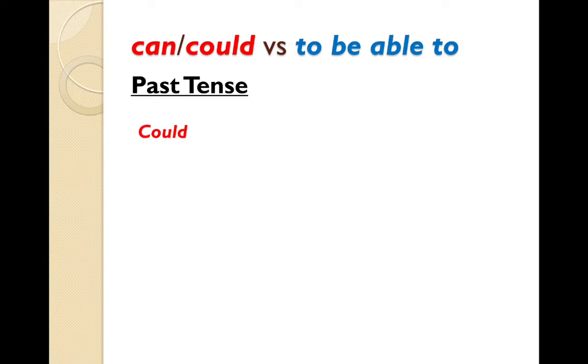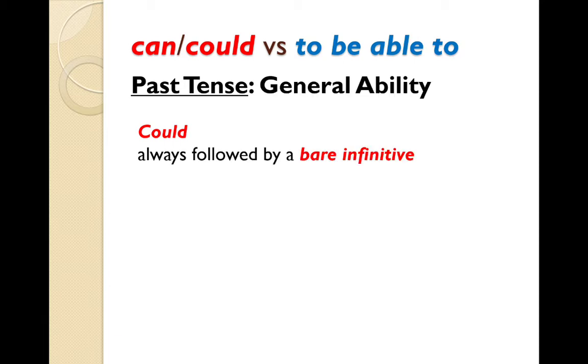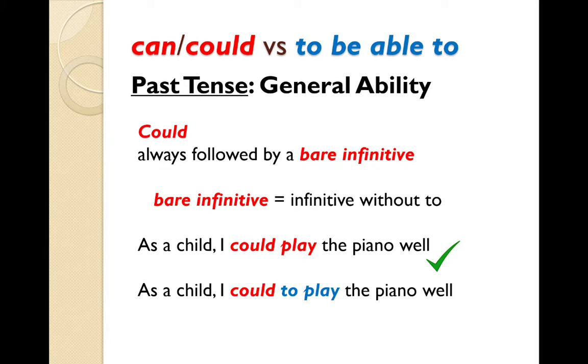So instead of can, in the past we use could, and this is also a modal auxiliary verb used to express general ability. Subject plus could plus bare infinitive. And just to recap, it's always followed by a bare infinitive, and that is the infinitive without to. As a child, I could play the piano well. This is correct. As a child, I could to play the piano well. Incorrect. Okay, so always the bare infinitive with could.